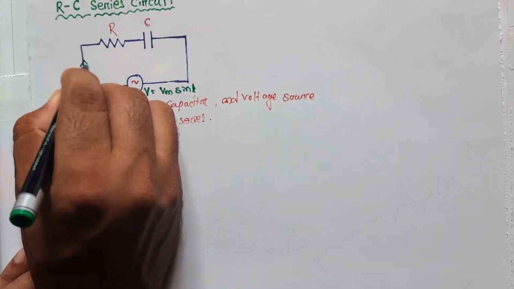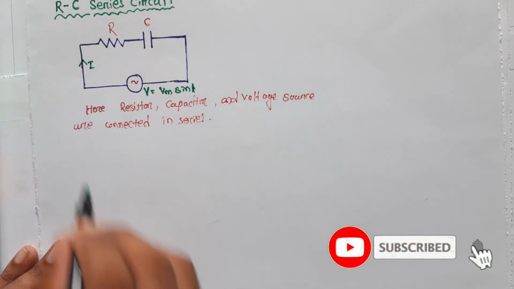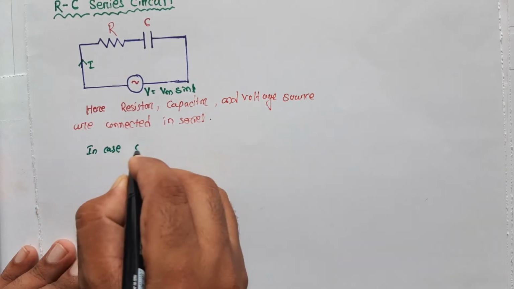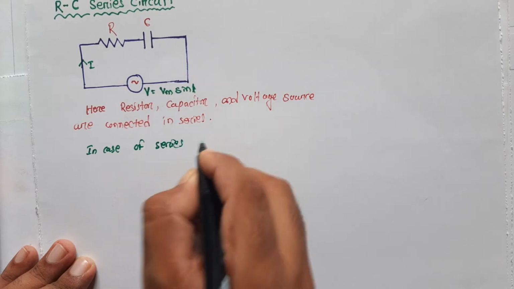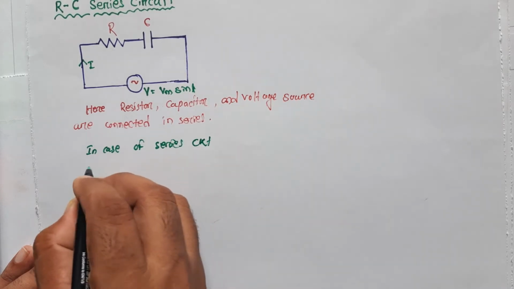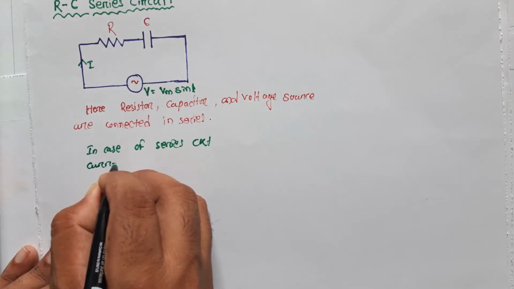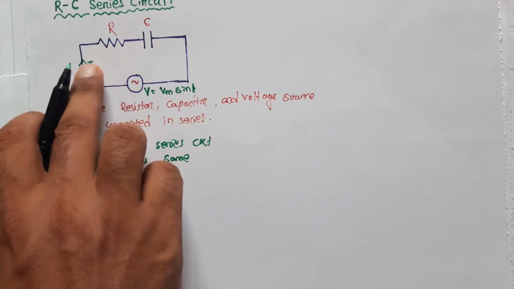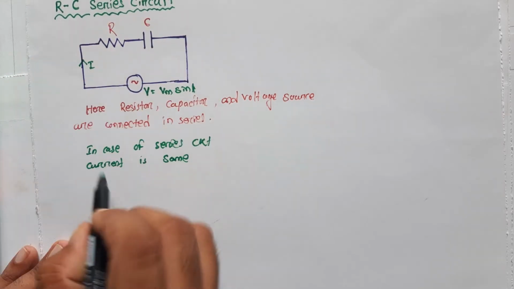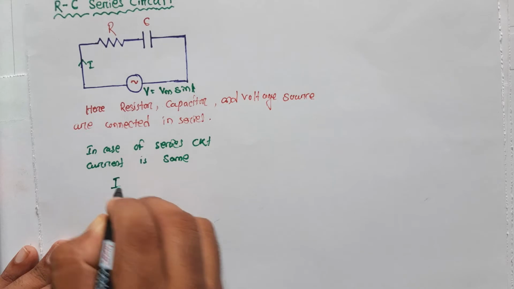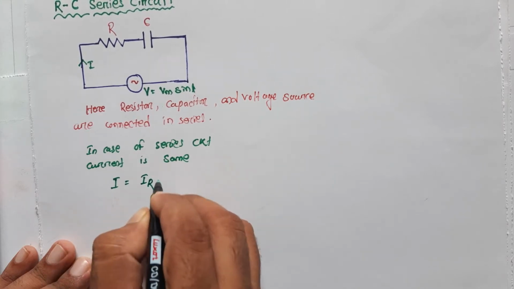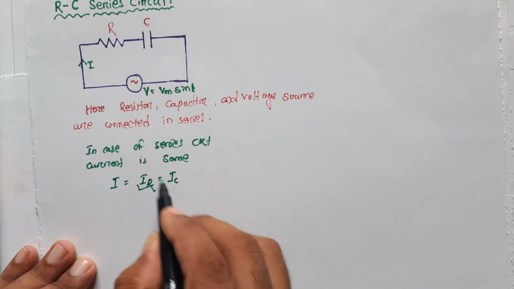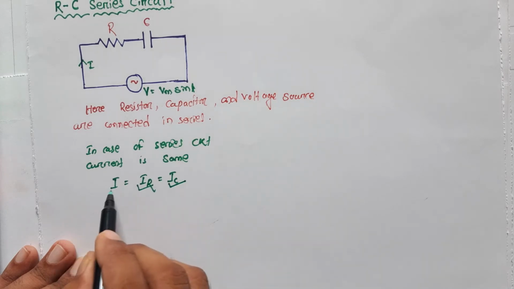Here the current flowing is I. Previously we learned that in a series network or circuit, the current is the same. In a series circuit only one current is flowing, so I equals IR equals IC, because the current in the resistor is IR and the current in the capacitor is IC.